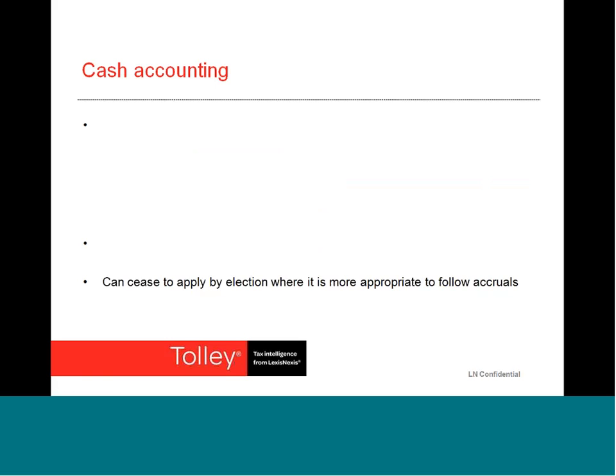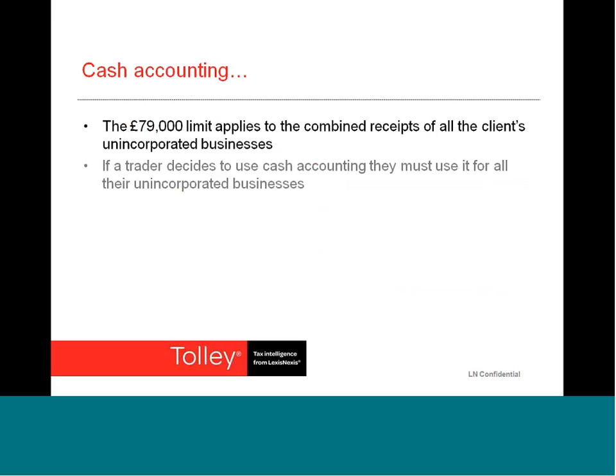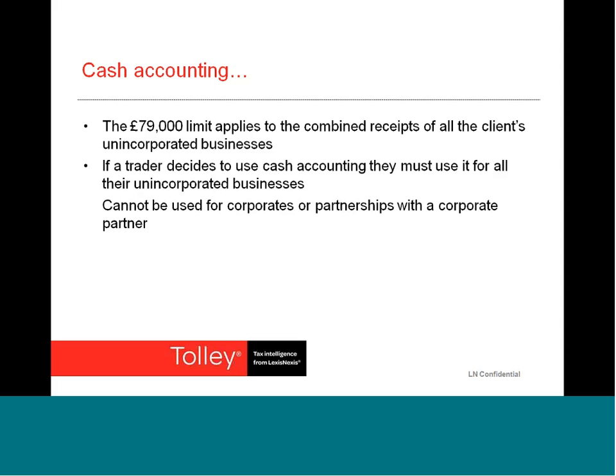So, how does cash accounting work? Well, before we go into how it works, can I just say that that 79,000 limit applies to the combined receipts of all your unincorporated businesses. So if I was a sole trader with several different trades, I've got to add all my different trades' turnovers together when I'm looking at those limits. And if I decide to use cash accounting for one trade, I've got to use it for all my trades as well. It can't be used by companies, and it can't be used by partnerships if the partnership has a corporate partner.